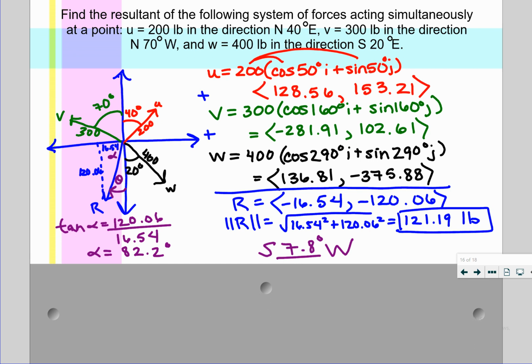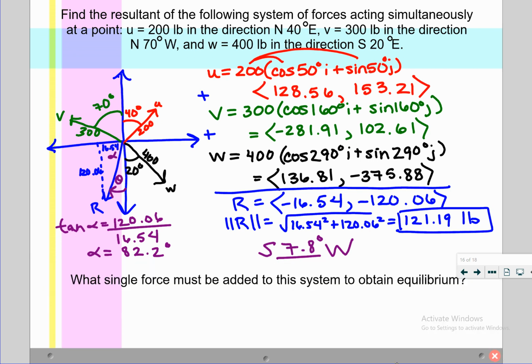Last part of this question, you may see a question that asks you, what force can be added to this system of vectors to create equilibrium? Equilibrium means, what do we have to do to the desk? How do we have to push it, and in what direction, so it doesn't actually move? There could be 7 of us all standing pushing this desk, but it doesn't move. That's what equilibrium is. It's the vector 0, 0. It is the resultant.